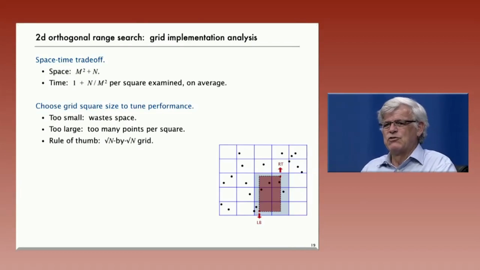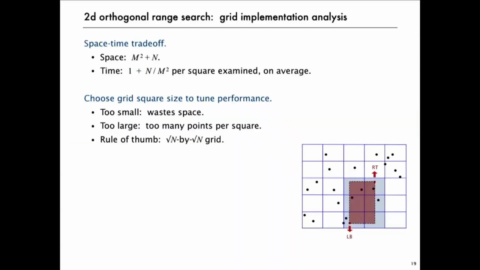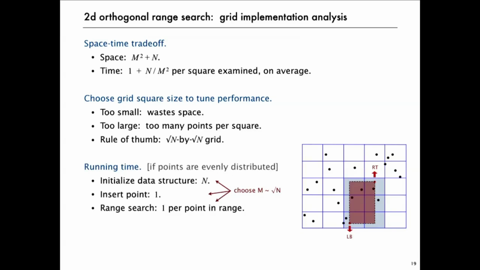So what we want to choose is the square size that would best balance these two needs, and then it's easy to see that what you should choose is m to be about square root of n, so then your space is within a constant factor of n and your time is constant. So if the points are randomly distributed, then this is ideal. It takes linear time to initialize the data structure, and to insert and search, it takes constant time per point in the range. And this is absolutely a fine method that is not that difficult to implement in the case that the points are evenly distributed.